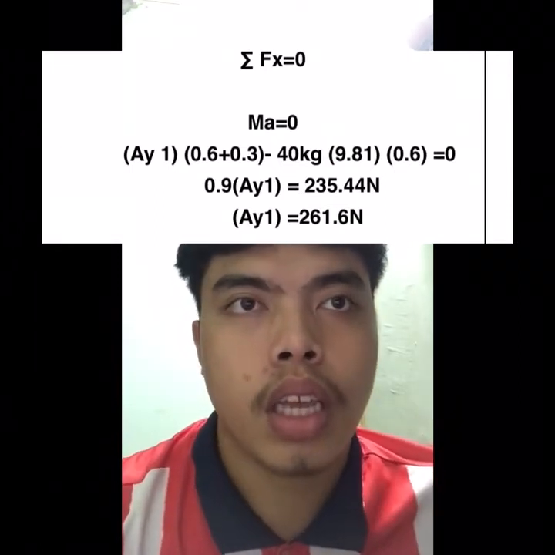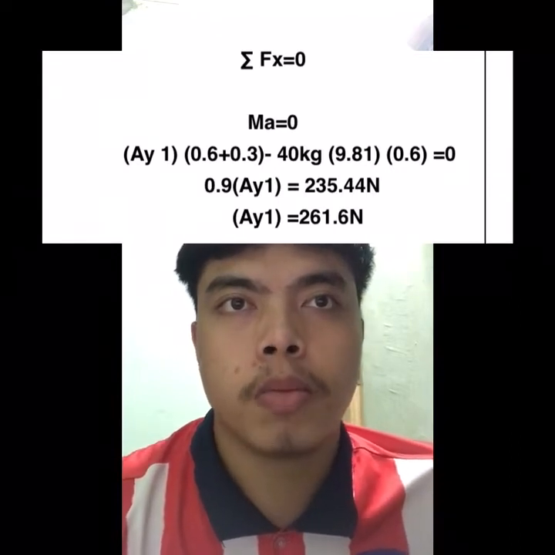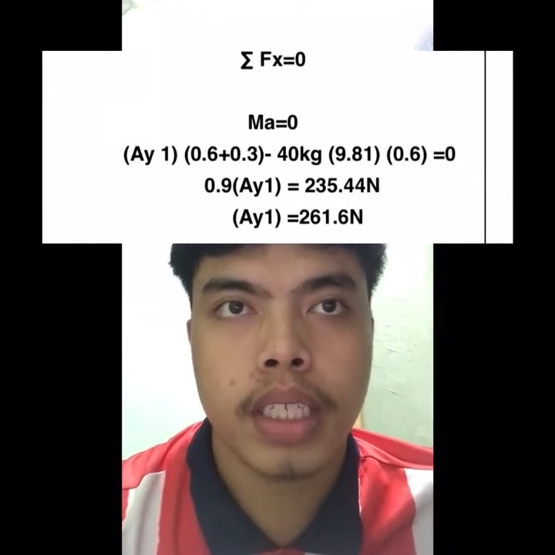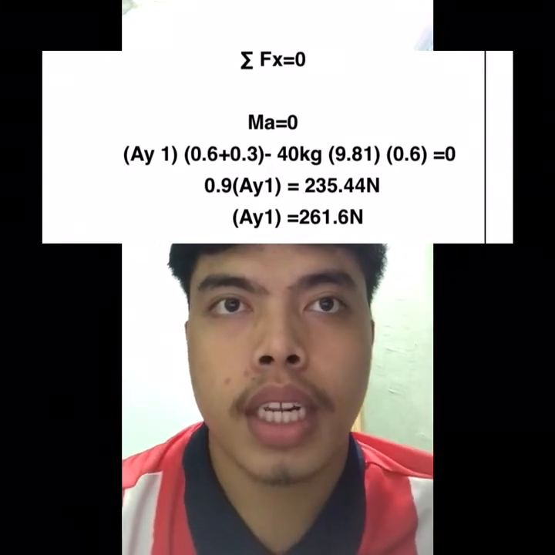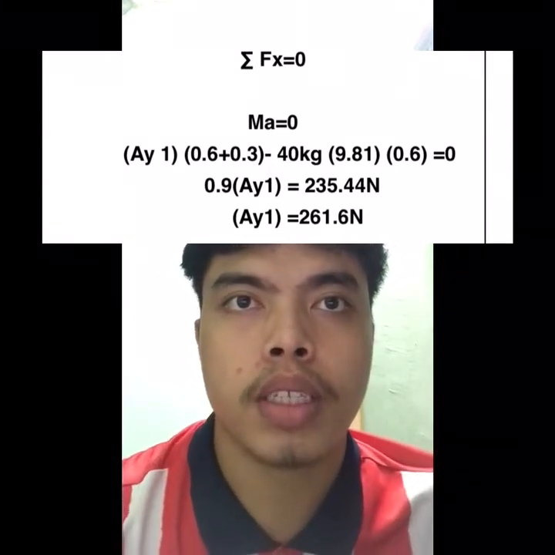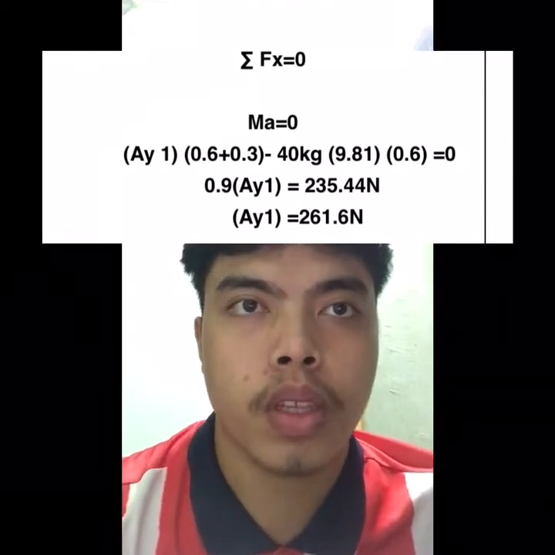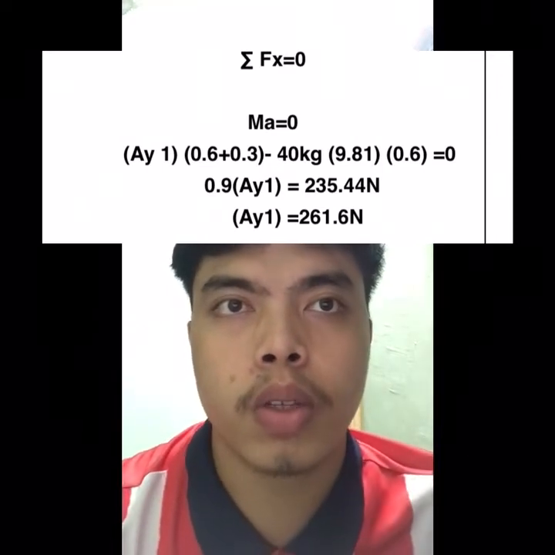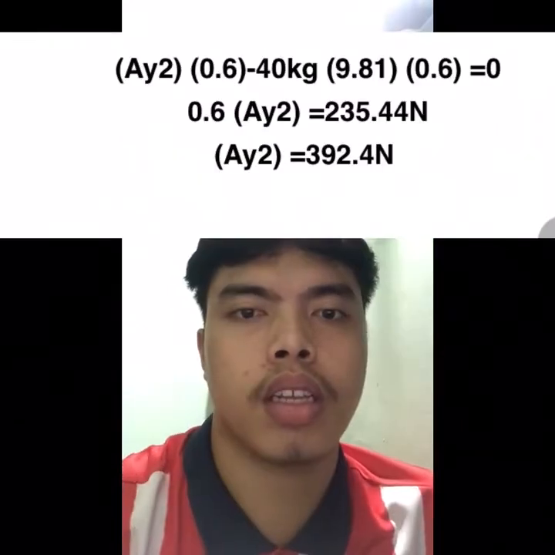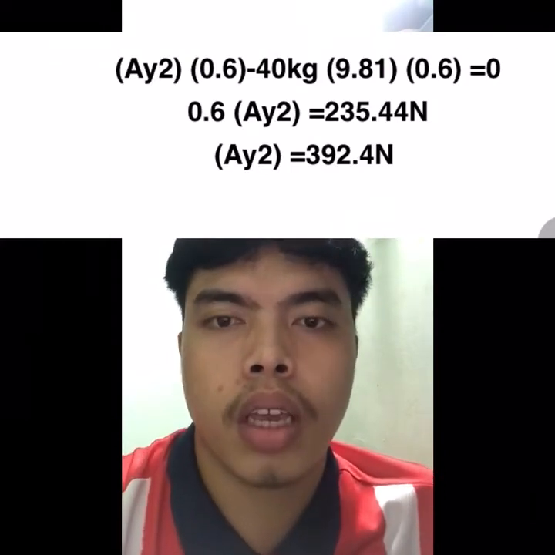That means AY1 multiplied by (0.6 + 0.3) minus 40 multiplied by gravity, which is 9.81, multiplied by 0.6, equals 0. AY1 equals 261.6 Newton. For AY2, we use the same formula as AY1.